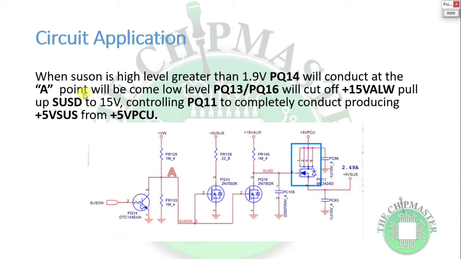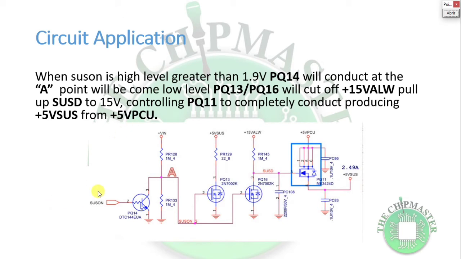So source D, which is 15 volts, is controlling PQ11. As you can see, this is PQ11 to completely conduct, producing 5 volt source from 5 volt PCU. So this is 5 volt PCU to 5 volt source, as you can see, and it is going to power the hard drive. So this is a nice application of a circuit.